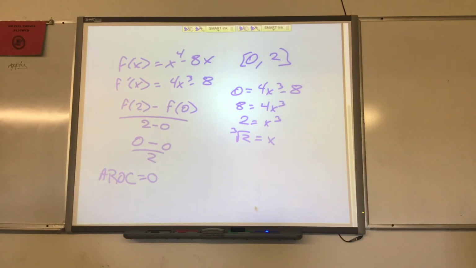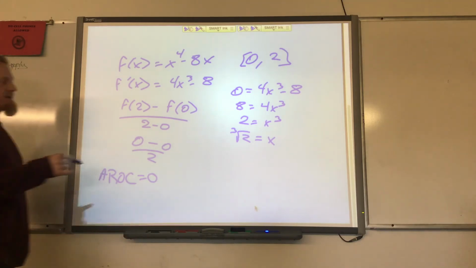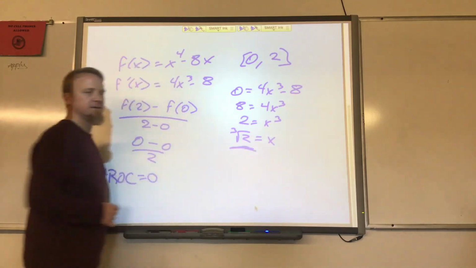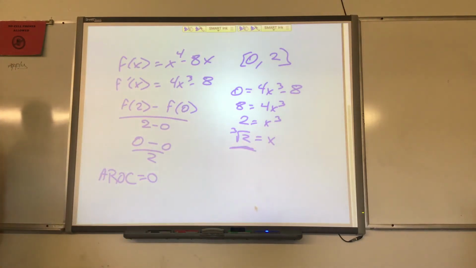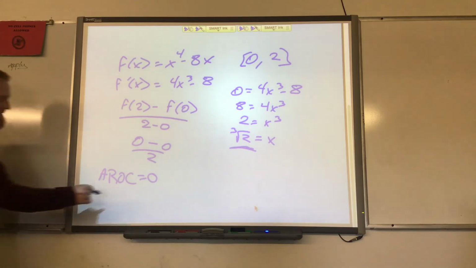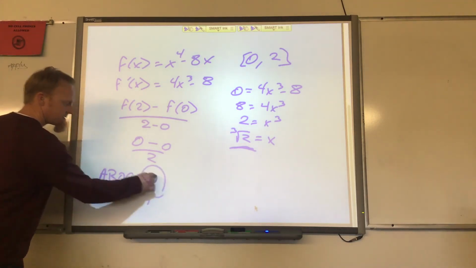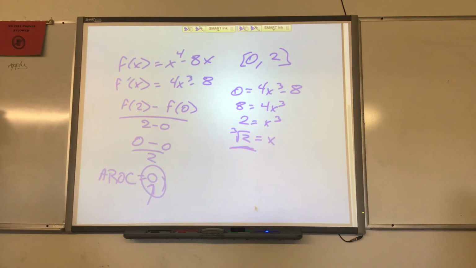Is the cube root of 2 between 0 and 2? Yes, it's probably going to be 1 something. What happens at this x value? The slope of the tangent line, the IROC, is equal to AROC, which is 0. So as long as the value you get is in between your interval, it meets up with your AROC. So I don't have to write that there.